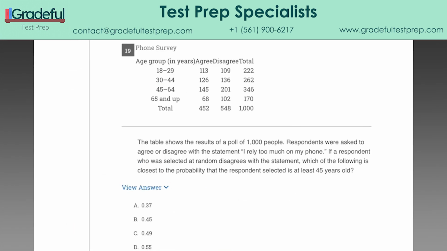Question number 19 is asking us about conditional probability. We're being asked about respondents who disagreed with the statement. So in other words, we're not being asked about the entire graph. We're being asked about these 548 people. And right here, we see their total.